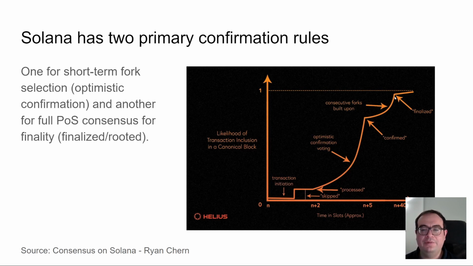But to reach the actually finalized state, for which you would then need to slash a very high amount of stake to reorg, so this has higher cryptoeconomic security, this happens after 32 blocks, so around 12 seconds. It's only at this point that the transaction is finalized, while at the earlier point the transaction is confirmed. And in this plot by Ryan, you can see that the likelihood of transaction inclusion in a canonical block increases monotonically with time, which makes sense.